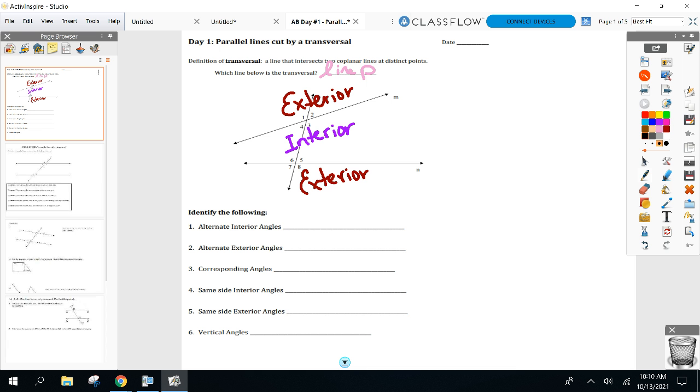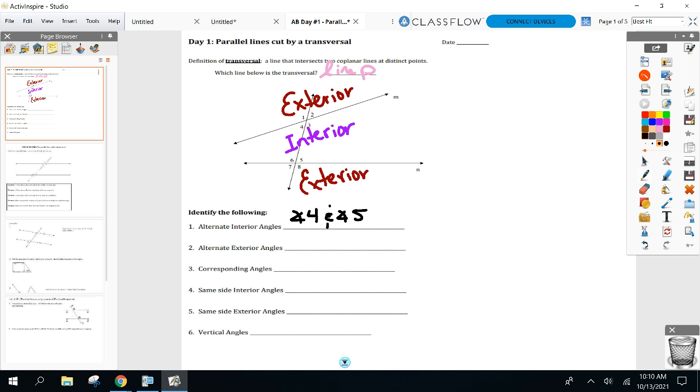Anybody tell me 2 angles that you think you would consider alternate interior? Inside, opposite sides of the transversal. Scott, go. Angle 4 and angle 5. 4 and 5, everyone. Look at your diagram. 4 and 5 are considered alternate interior. I could have also written down what? Angle 3 and angle 6. 3 and 6, correct. Those are alternate interior. Alternate, opposite sides of the transversal, interior, inside.